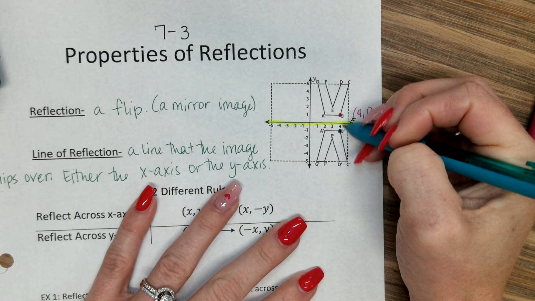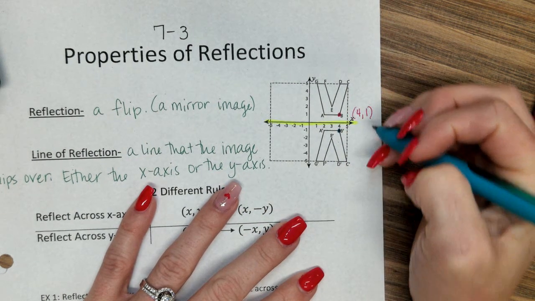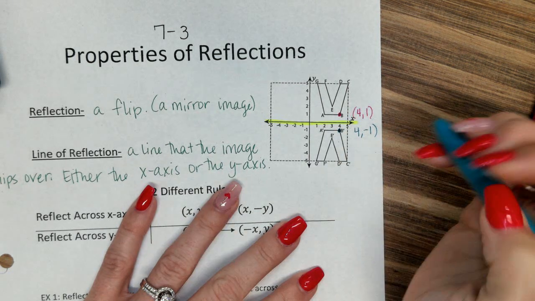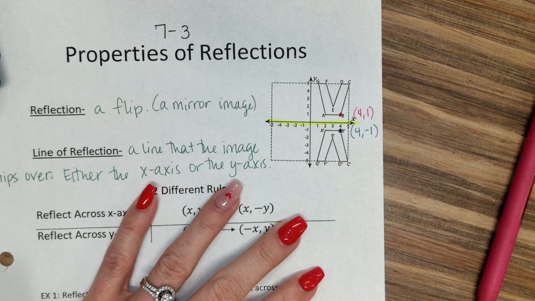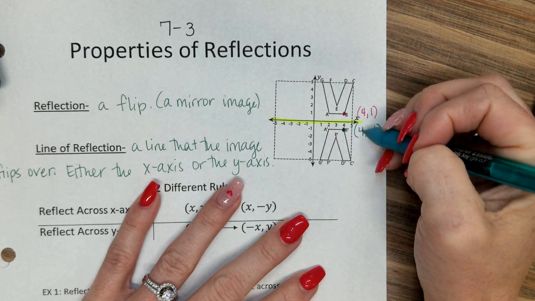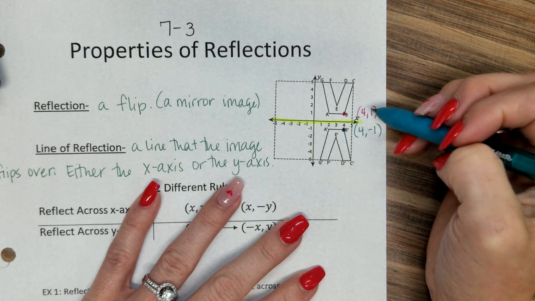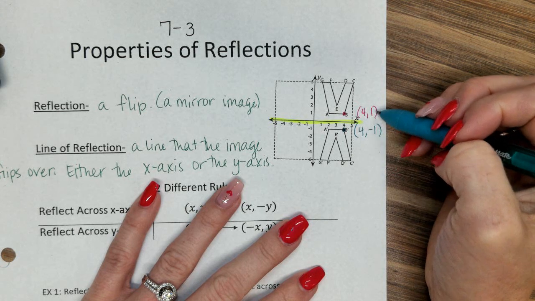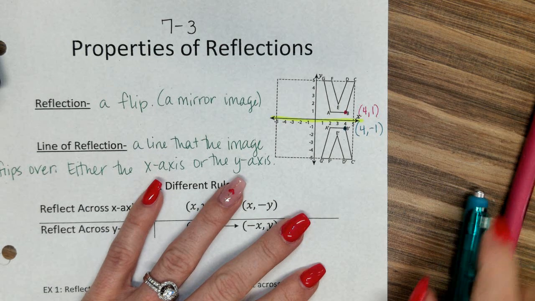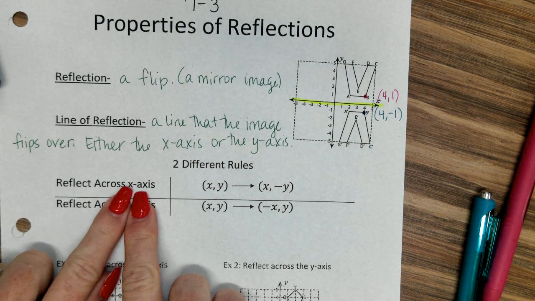What is the x value of the new B? 4, -1. Look at these two coordinates. Do they have something that is the same? The 4. What is that? That is an x, yes? So the x stayed the same. What happened to the y? It became negative. So everybody look at the rule for a reflection across the x-axis.